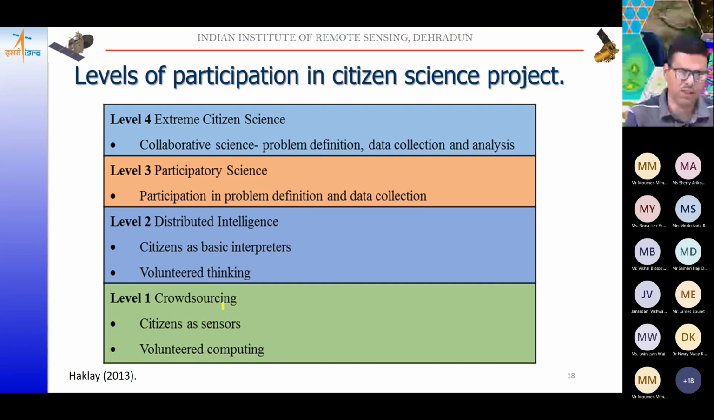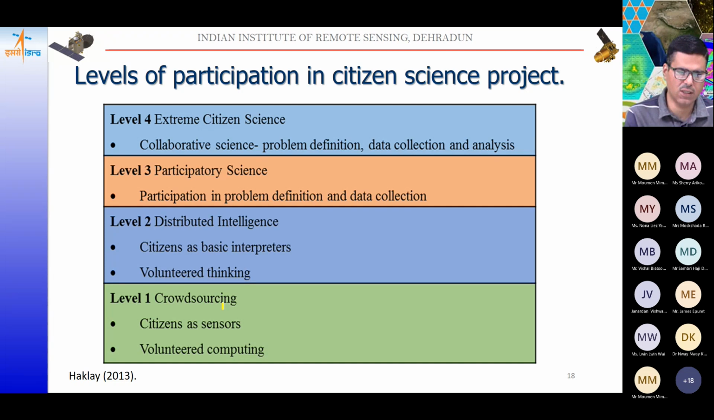Level 2 is termed distributed intelligence, wherein the citizens are not only involved in data collection, but also act as basic interpreters. Herein, their thinking abilities are also being utilized. Now, moving forward, level 3 is called participatory science. Here, people are not only contributing data or interpreting the data sets, they are also participating in problem definition and data collection.